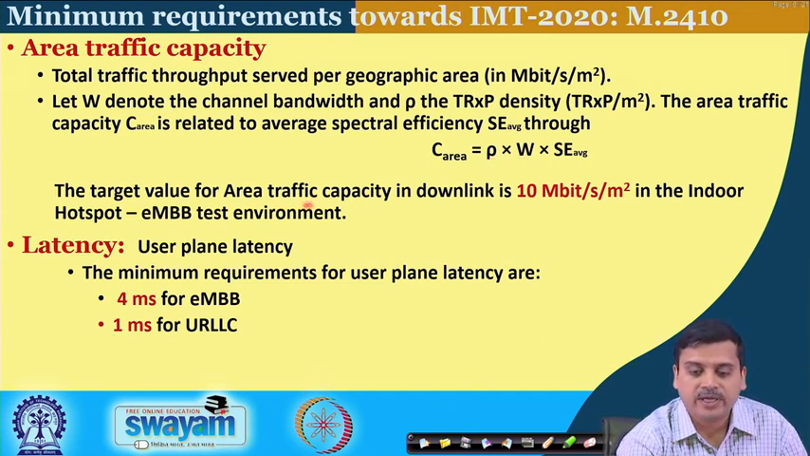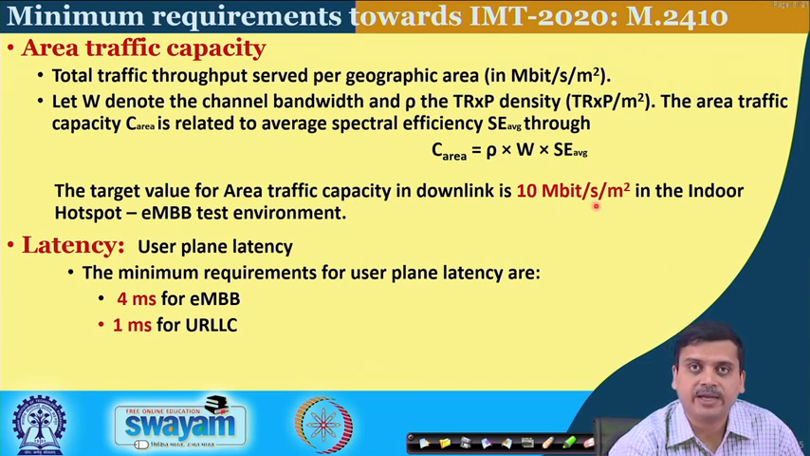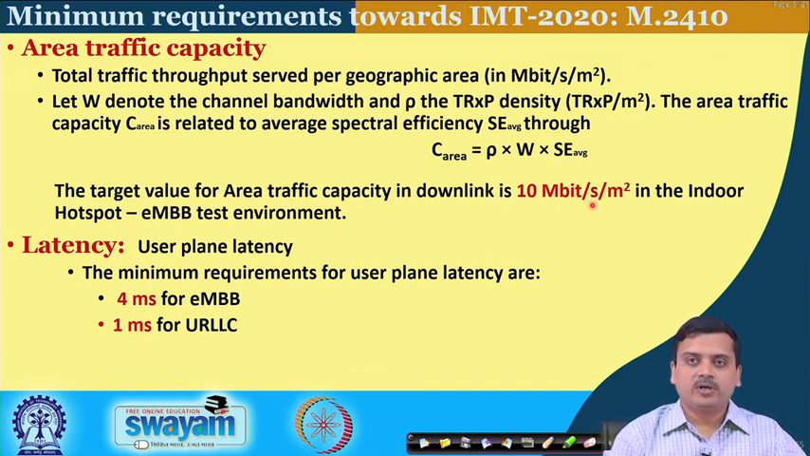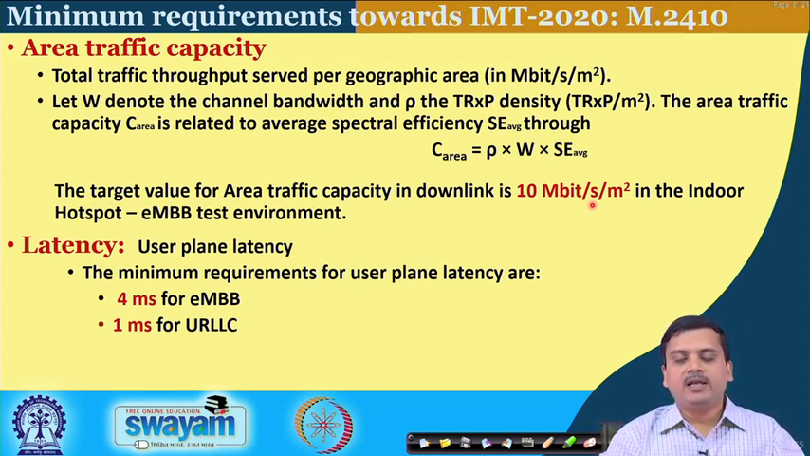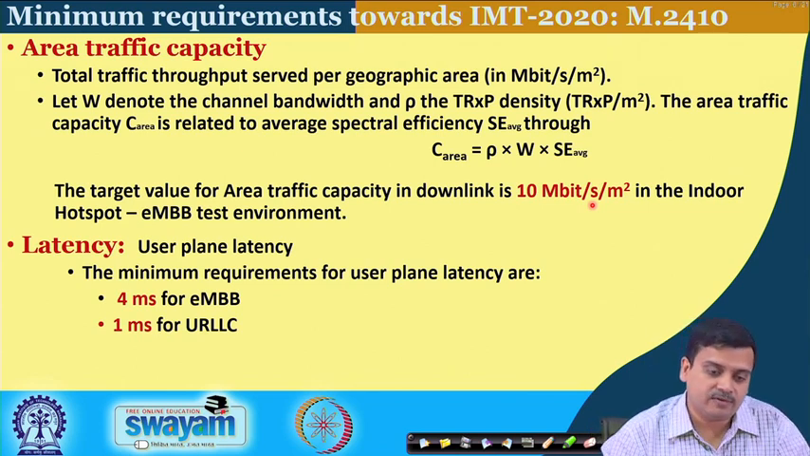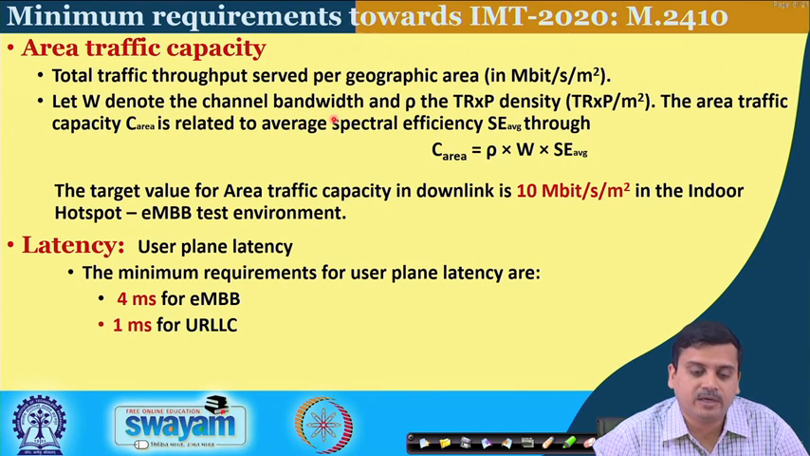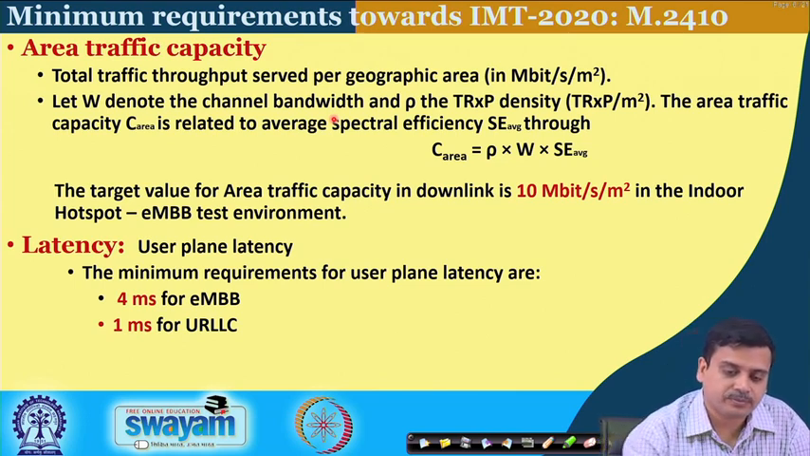The target value of the area traffic capacity in downlink is 10 megabits per second per meter squared. That means roughly speaking, if you are taking indoor environment, for every meter squared you can expect 10 megabits per second. So, over an area that is the kind of traffic it should be able to support. That is another definition which was not much prevalent in earlier generation systems.